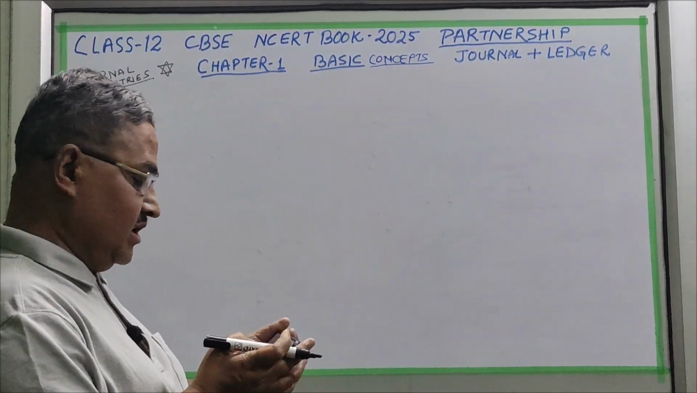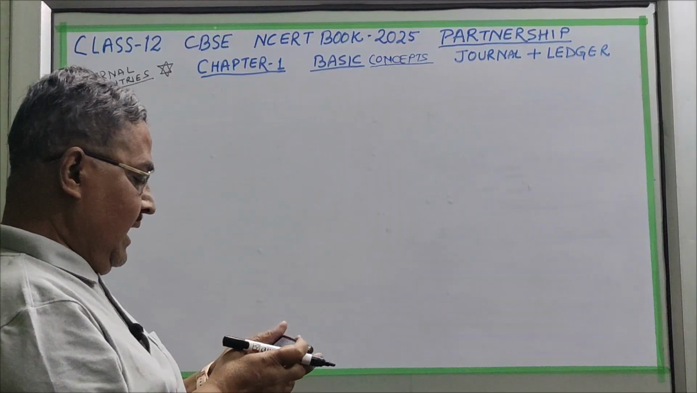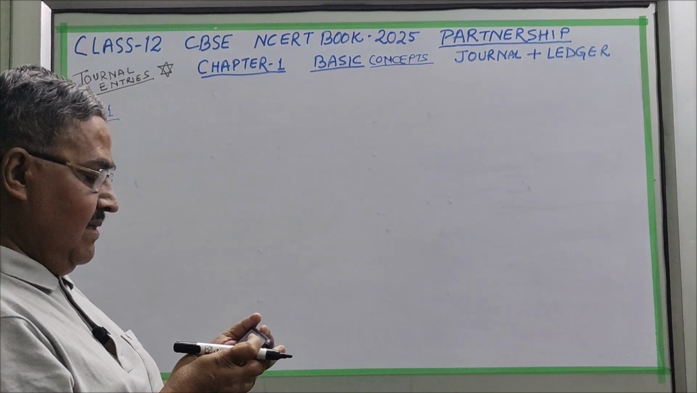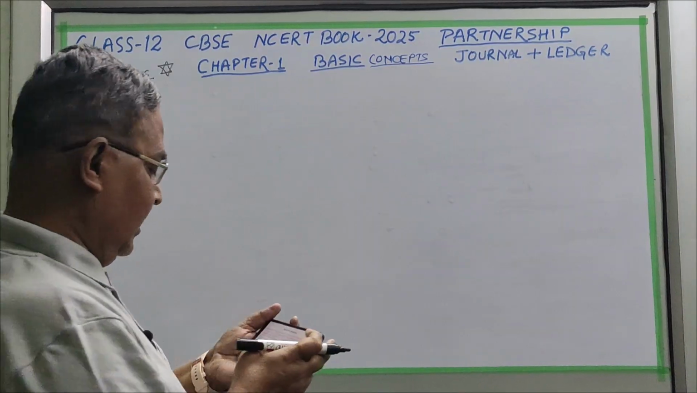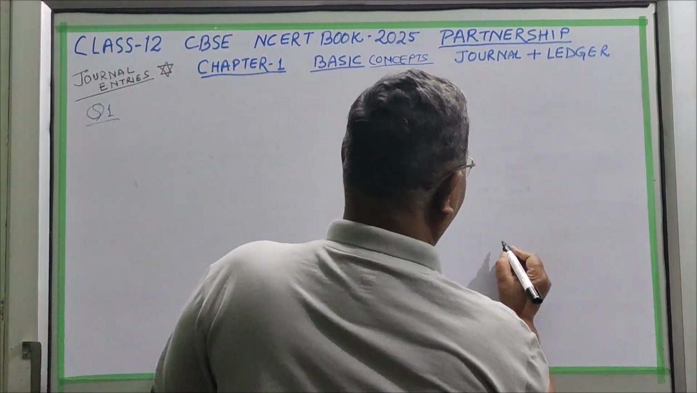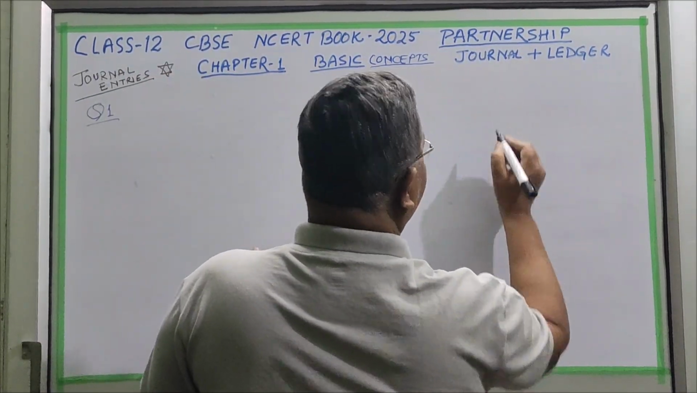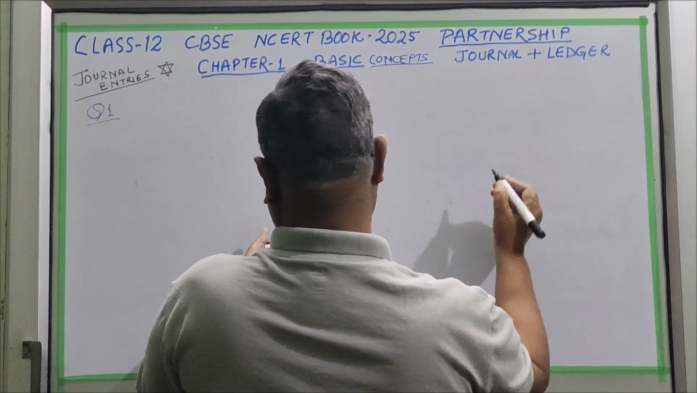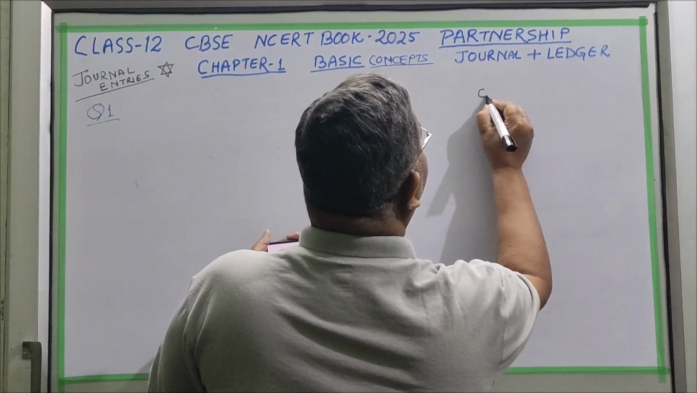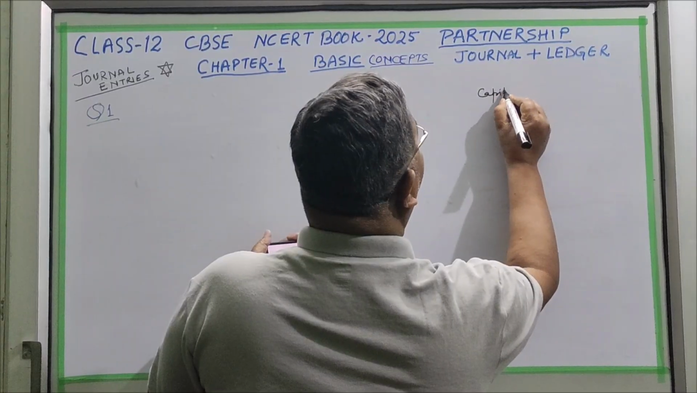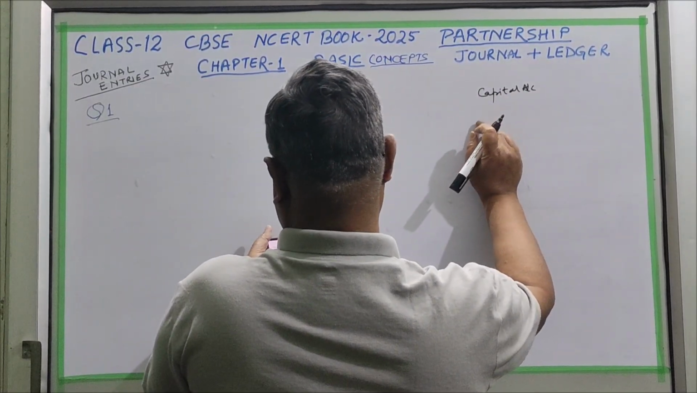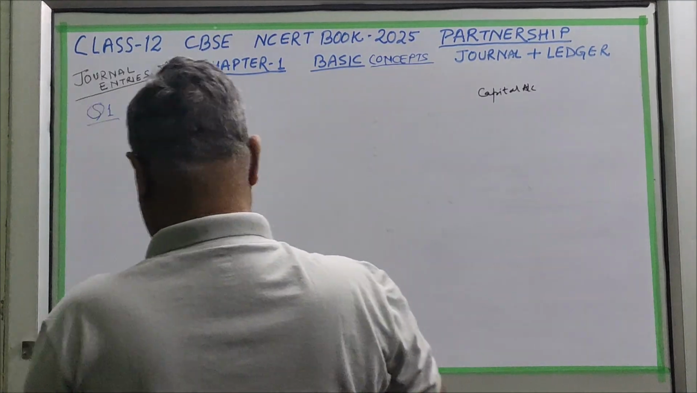Okay, now question number 1 of this book. Tripathi and Chauhan are partners in a firm. So capital account, one will be Tripathi and Chauhan. Here you have to prepare a capital account. So capital account you have to write. 1 minute.